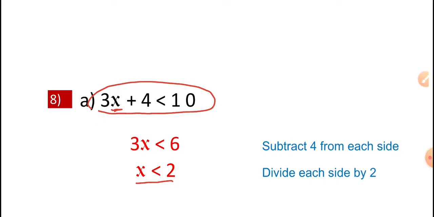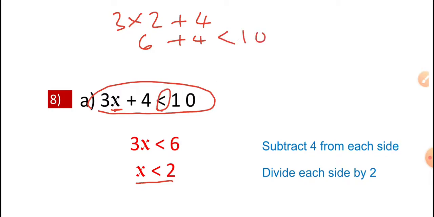So let's check that out. What's 3 times 2 add 4? Well, 3 times 2 is 6, add 4 is 10. But remember, our inequality is that it has to be below 10, less than 10. So therefore, 6 add 4 is not less than 10, it's wrong. Which is what we expected because we said x has to be less than 2. So x can't be 2. x has to be any number less than 2.